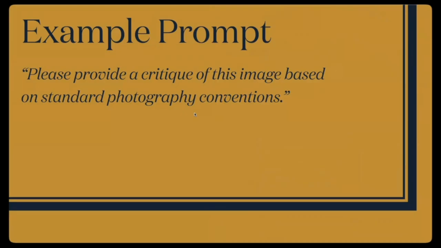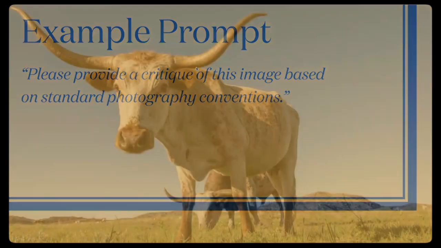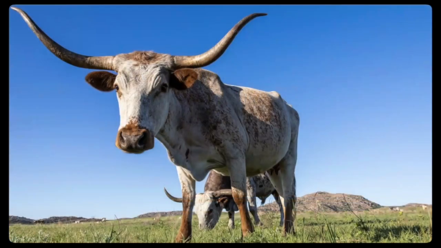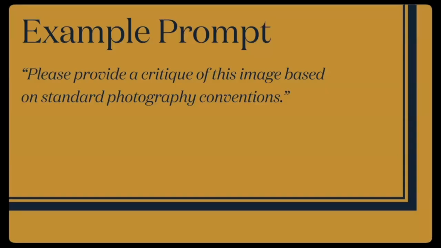Please provide a critique of this image based on standard photography conventions. And so all I'm asking ChatGPT to do is, and let me switch back, I'm going to take this picture here, this longhorn, shot it on the Redlands Ranch and Western Wildlife Experience. I know what I like about it. I know what I don't like about it. I'm curious to see what ChatGPT says about it. And again, if you look at the prompt, please provide a critique of this image based on standard photography conventions.